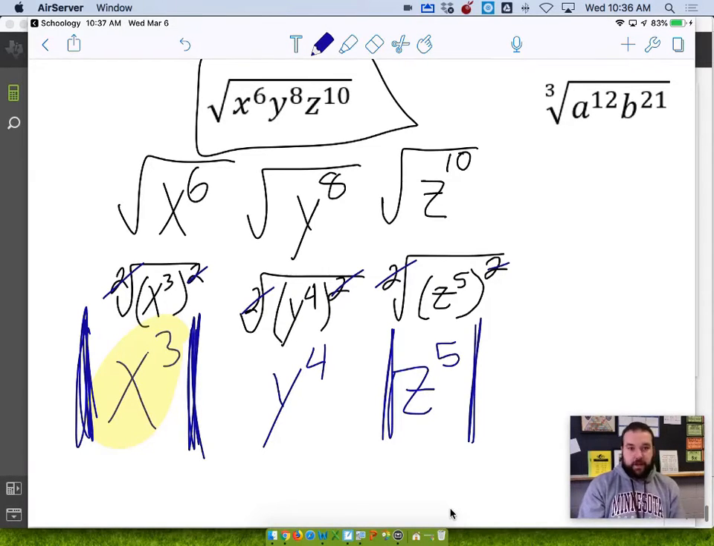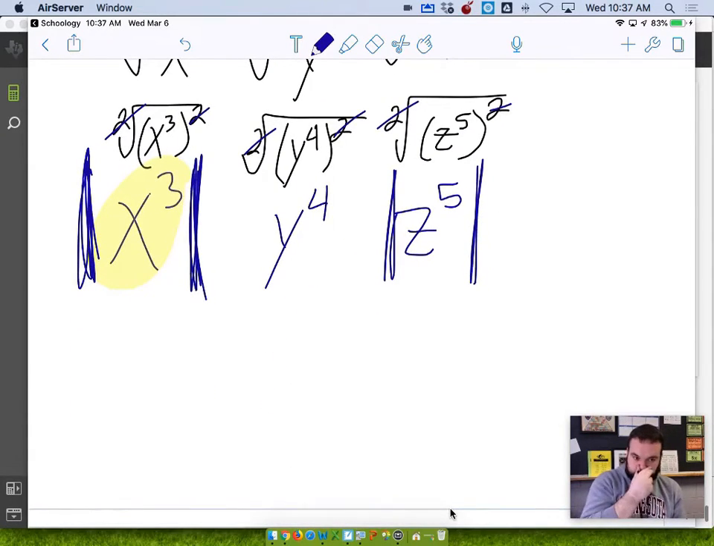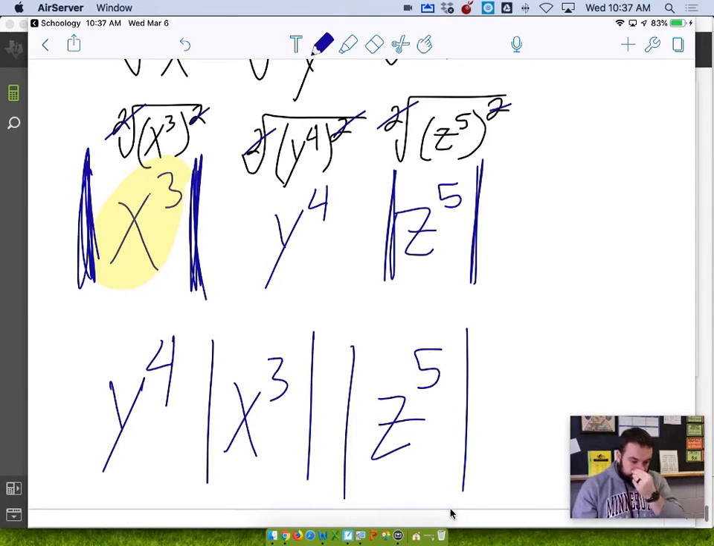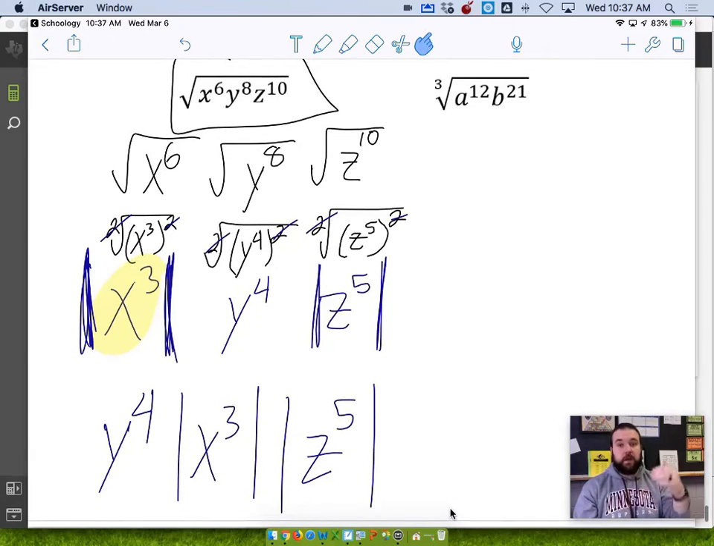How you write your final answer is up to you. You could write it just like this as it looks. Some people will put the absolute value after, so they'll put x to the third and then z to the 5th. How you write that doesn't really matter to me. If you want to keep it all separate like this or like that, that's perfectly fine. What I'm more concerned with is that we put the absolute value on the variables when we need to.